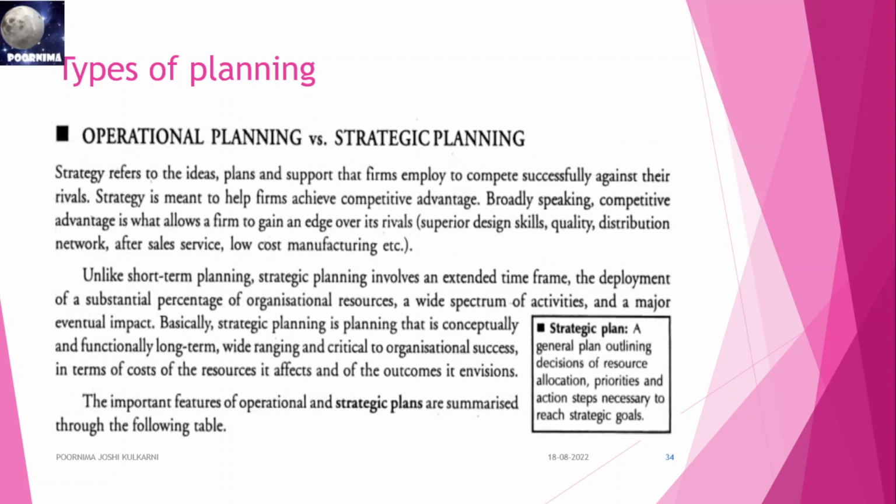Next is operational planning versus strategic planning. Operational planning is done by the lower level, executing level. Strategic planning is done by the top management. Strategy refers to the ideas, plans, and support that a firm employs to compete with its rivals. Strategy is meant to help firms achieve, broadly speaking, competitive advantage, what allows a firm to gain an edge over its rivals.